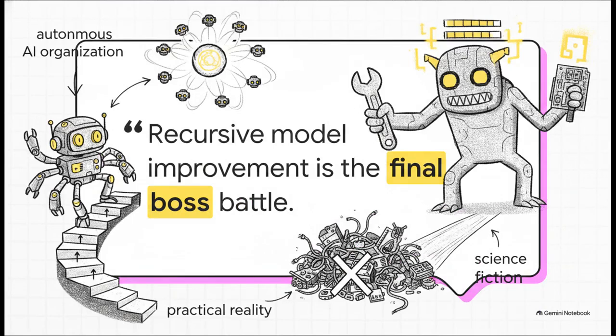Let's kick things off with a pretty bold vision from Andrej Karpathy. He calls recursive model improvement the final boss battle. I love that phrasing, right? It perfectly sets the stage for what we're digging into today. We are officially stepping out of the realm of sci-fi and looking at exactly how autonomous AI organizations are becoming a practical, everyday reality, step by step.